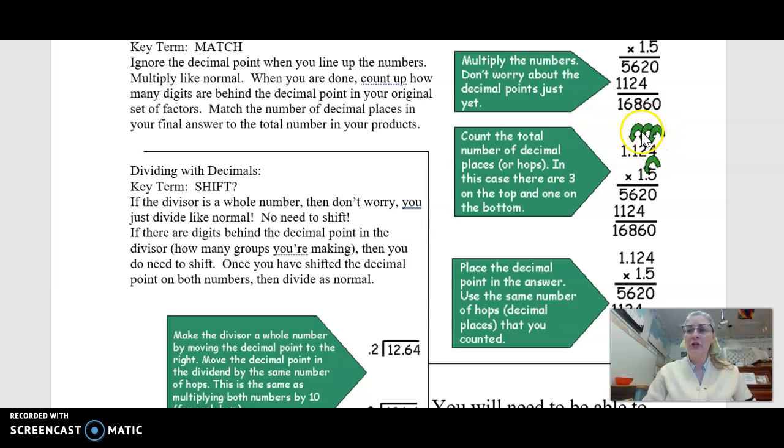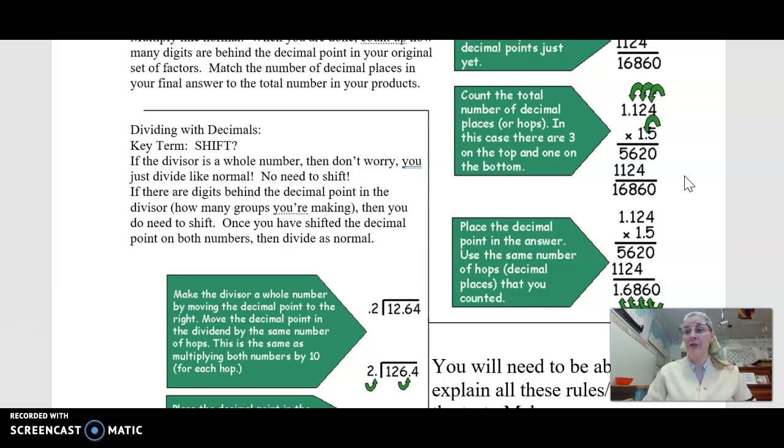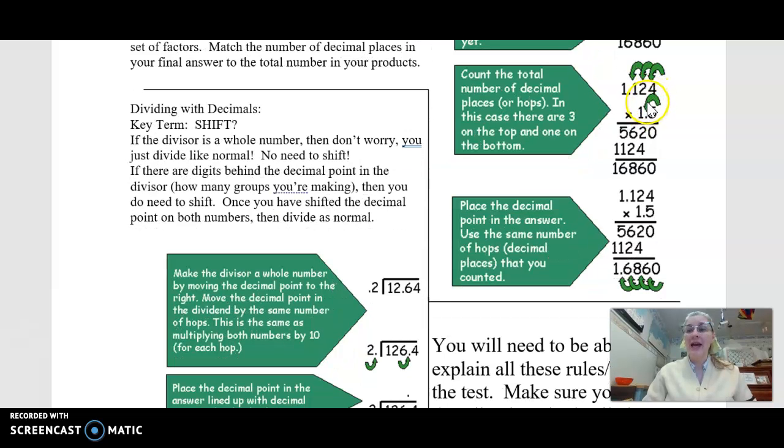Now if I count over here, I'll see that in the first factor, behind the decimal point, and in the second one, I have 1 digit behind the decimal point. So this is where I match.